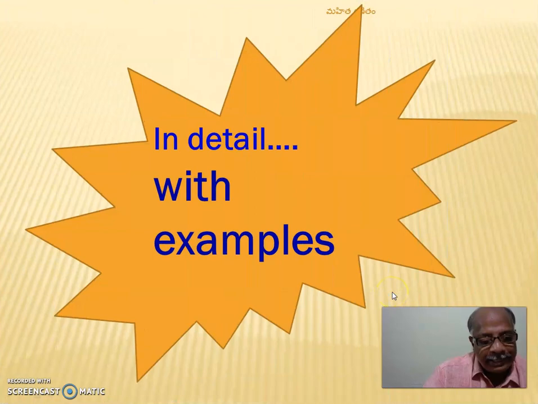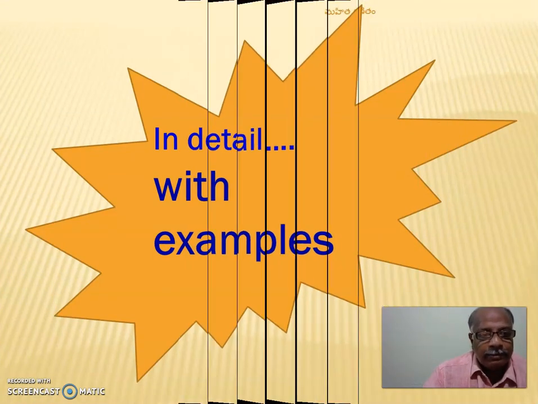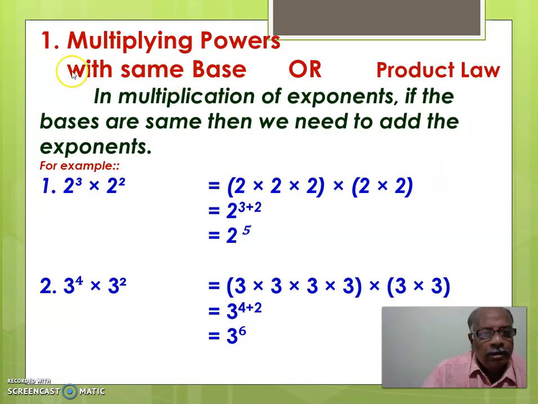Now, we see all the rules in detail with examples. First rule, multiplying powers with the same base or product law. In multiplication of exponents, if the bases are the same, then we need to add the exponents.